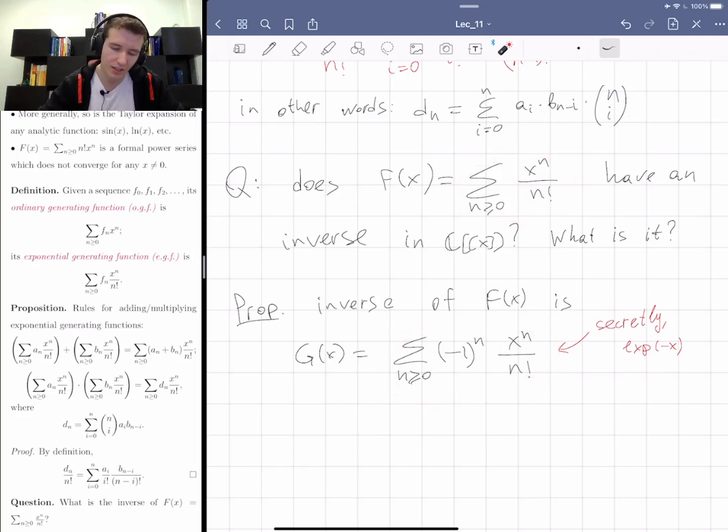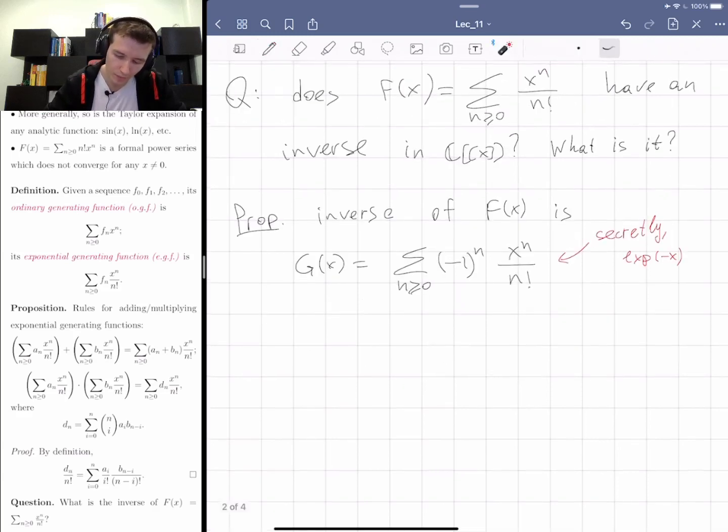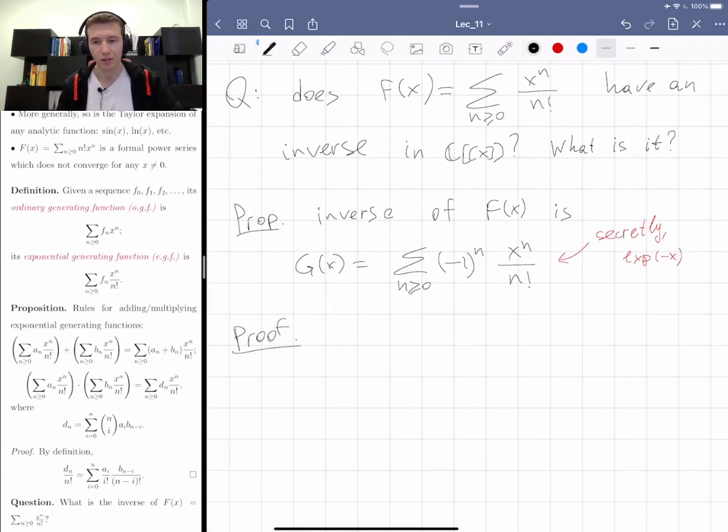But I'd like to be careful. I want to see what happens. How do you prove it? How do you prove this fact using just formal power series, without knowing any calculus whatsoever?